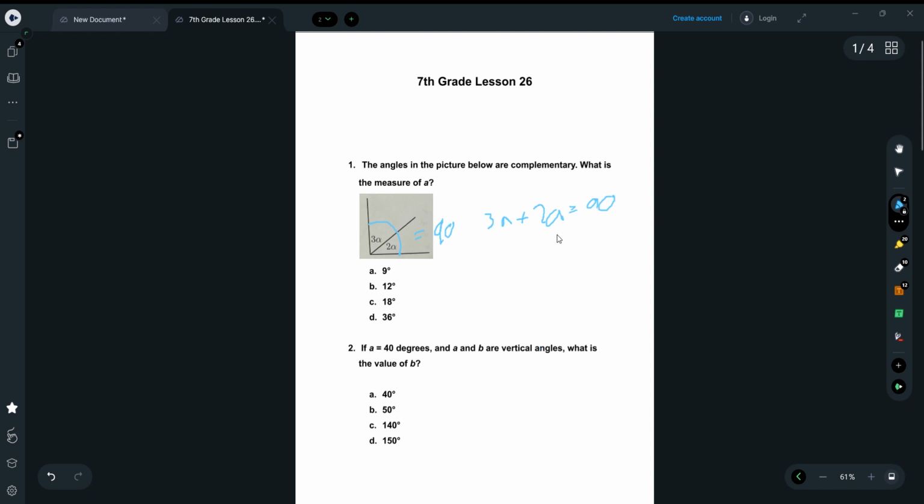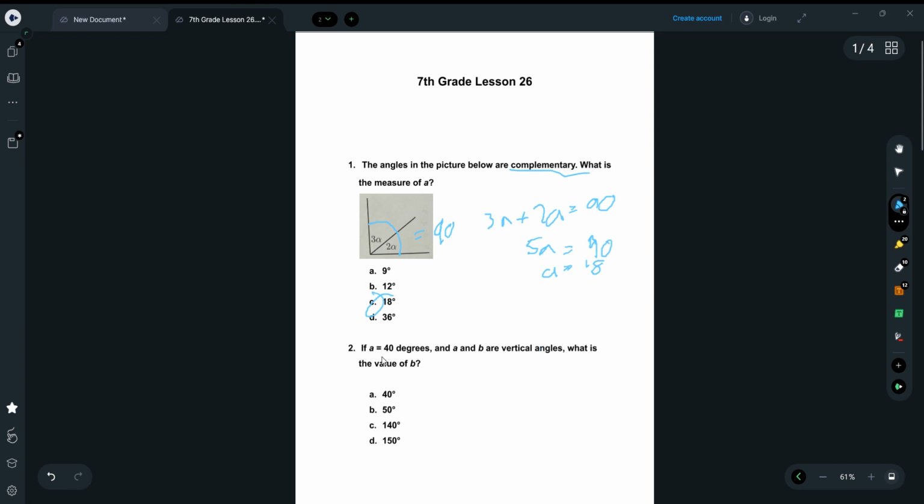From here on out, it's simple algebra, right? 3A plus 2A, that's 5A, and that equals 90. And then what do you do from here? You divide both sides by 5, and you get A equals 18. So your answer would be C. From this question, basically all you need to do is know what complementary is, and from there on out, it's just simple algebra.